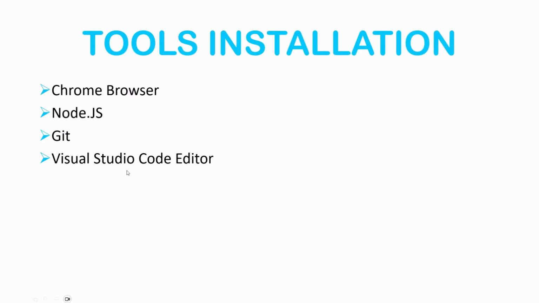Tools to install for JavaScript. If we're actually going to work on JavaScript, we need these tools. Of course, the first is your Chrome browser. You need to have a Chrome browser. Then we need to have Node.js installed, and you need Git, and then you need the Visual Studio Code editor. These four tools are the tools we're going to use to carry out our work on JavaScript.